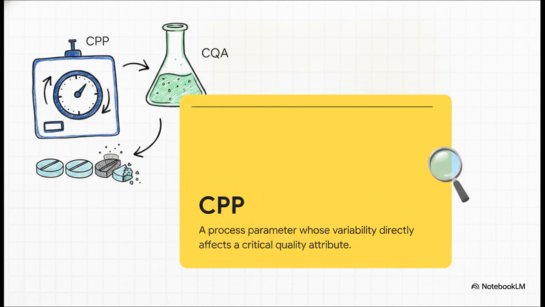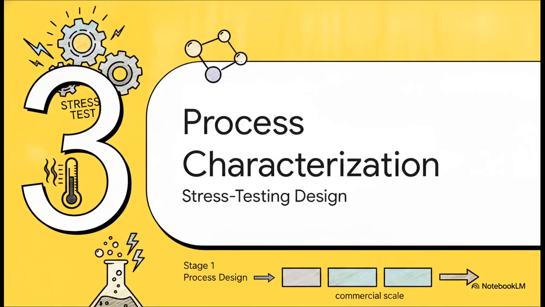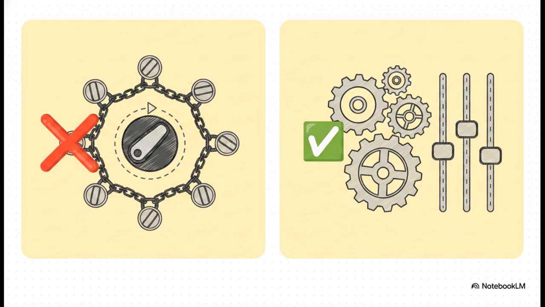And remember, criticality isn't just assumed. We have to establish it with cold, hard data. Which leads us perfectly into Section 3, Science of Process Characterization, stress testing the design. Okay, notice the huge contrast in how we experiment here. If you test a process by changing one factor at a time, or OFAT, you are holding everything else fixed.